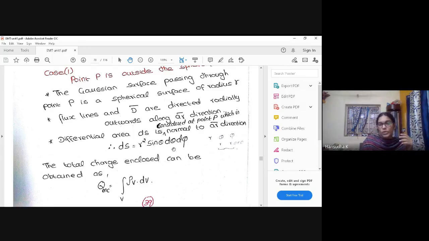So how does this equation come? Just have a look at the spherical coordinates differential surface area with respect to radius r, dsr. If you see, from there only I have referred this equation.